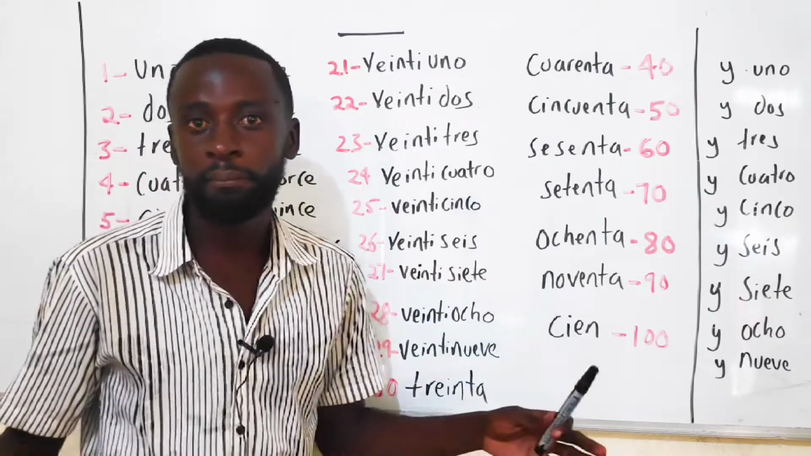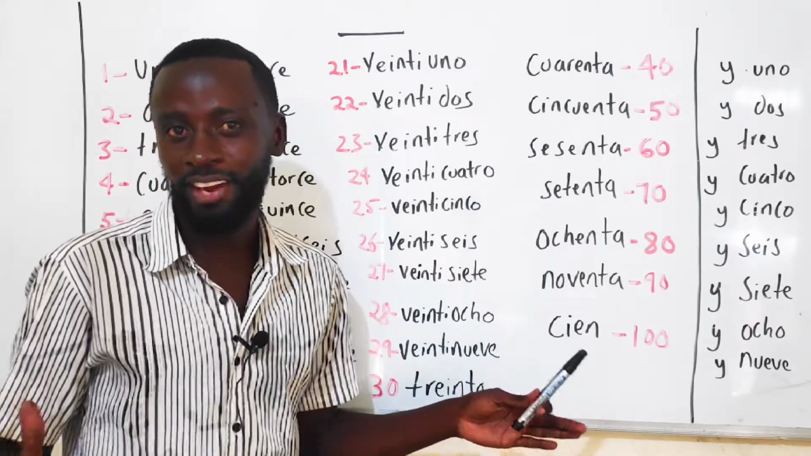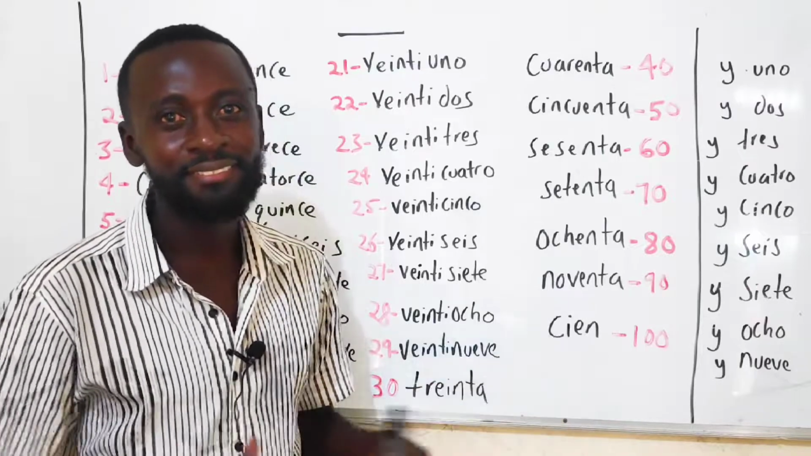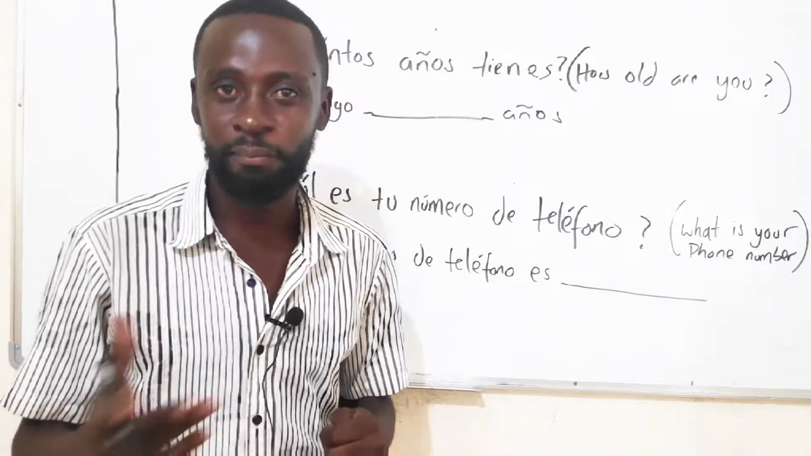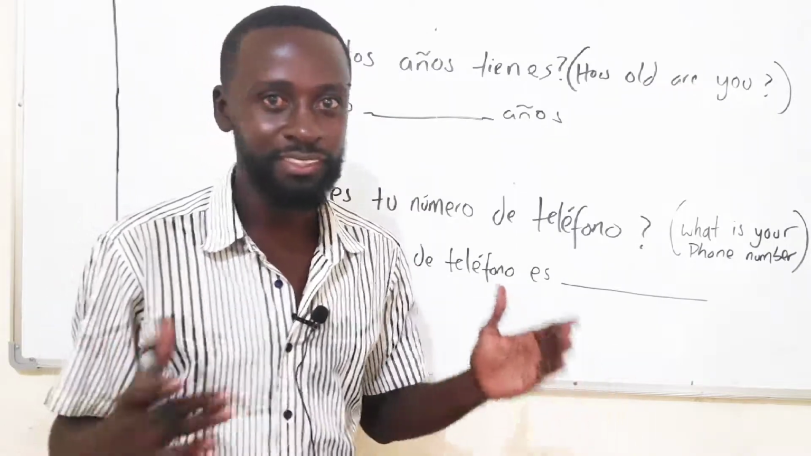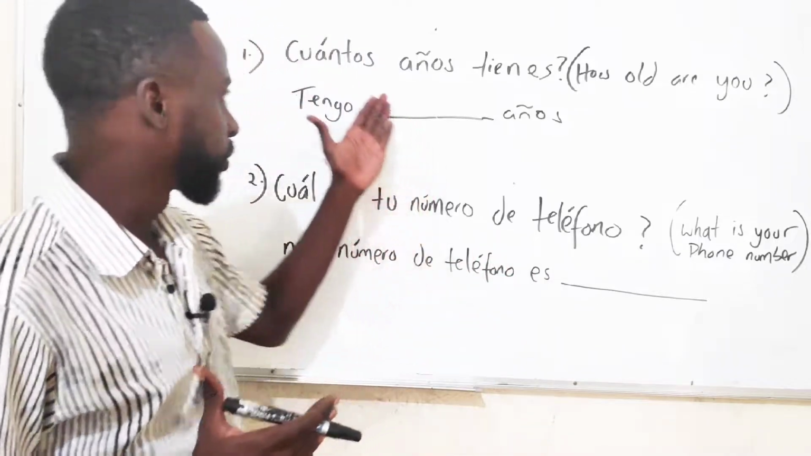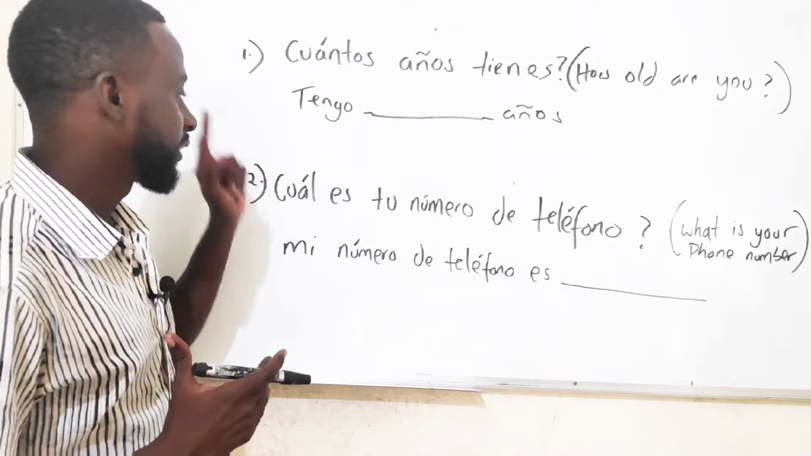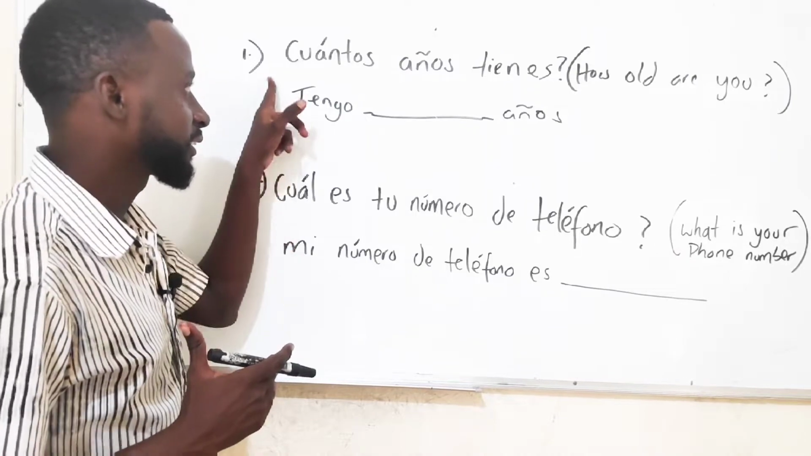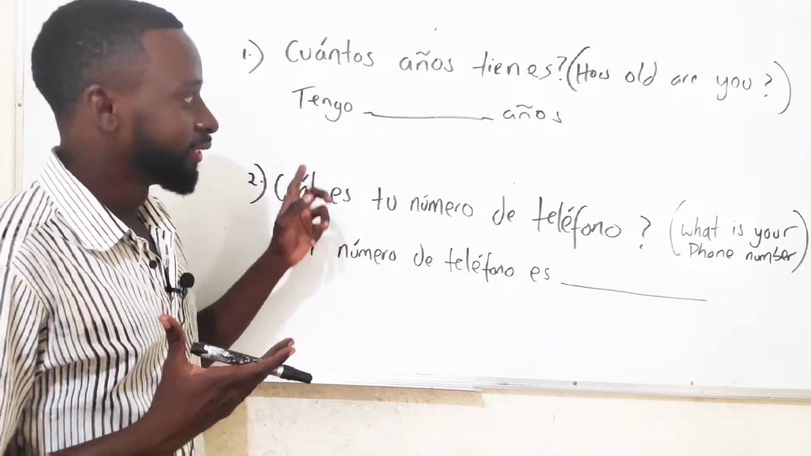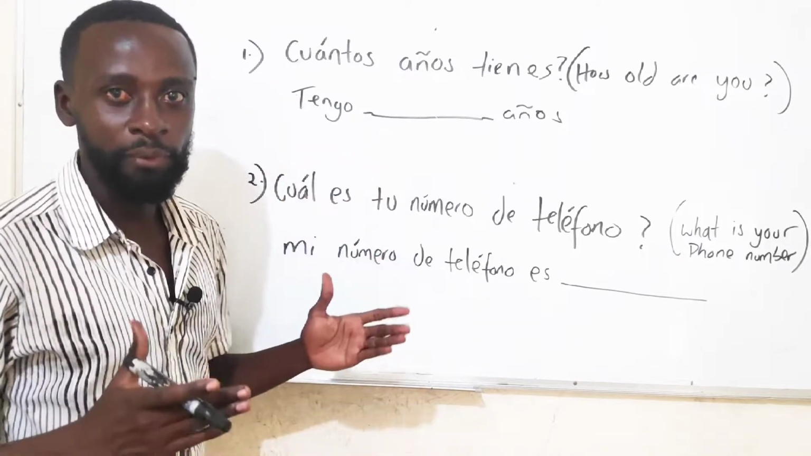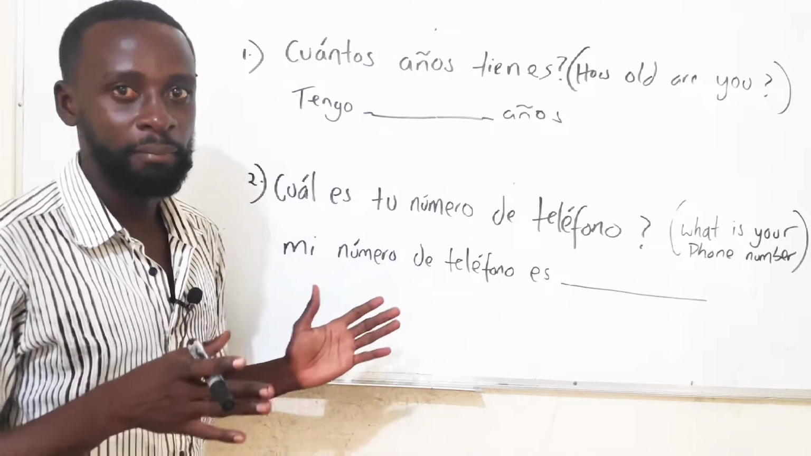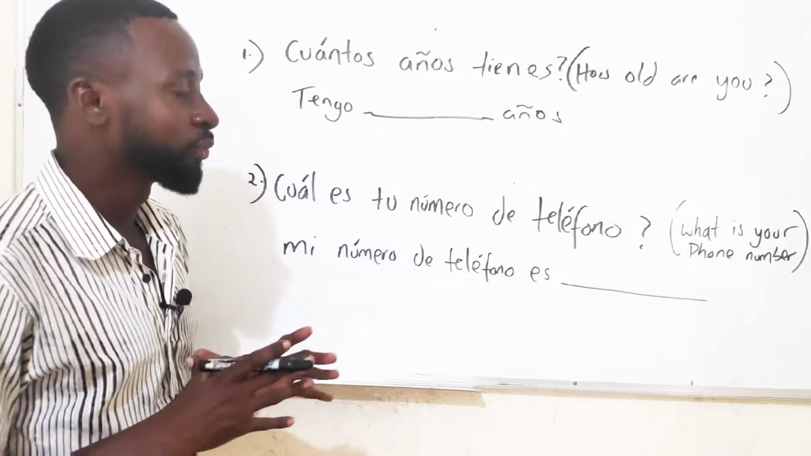Now let's do some practice a little bit. Ahora practicamos un poco, eh? In order to practice, we have two questions here. La primera pregunta y la segunda pregunta. The first and the second question. They involve numbers, los números. You have to answer them using a certain number, depending on the question.